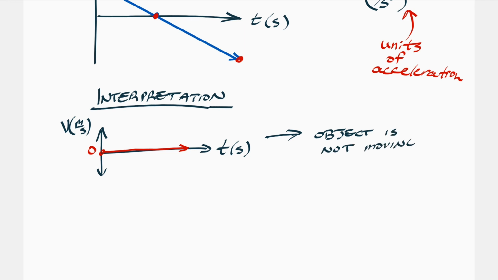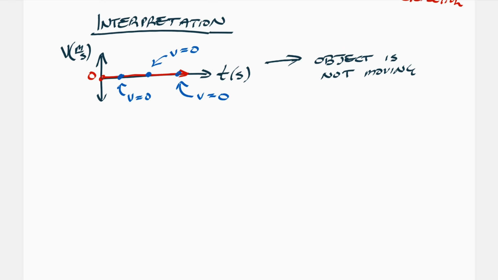right? Because at any point of time, let's say we take t equals 1 second, t equals 5 seconds, t equals 10 seconds, the velocity is 0. V equals 0, V equals 0, V equals 0. So it has 0 speed, and it's not moving in any direction. And so we have 0 meters per second, the object is not moving, okay?